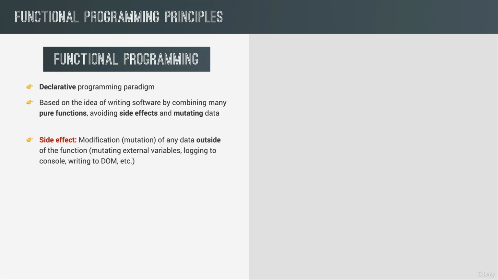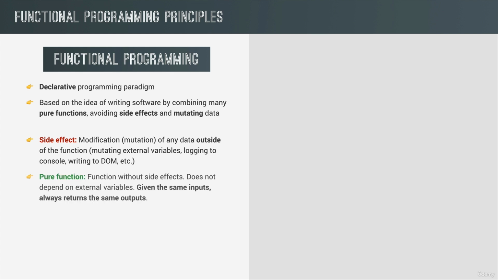So, a side effect is basically simply a modification of any data that's outside of a function. So, for example, mutating any variable that is external to the function is causing a side effect. So, basically, any variable that is outside of the scope of the function. All right? Now, data does not only refer to variables. So, for example, logging stuff to the console or also changing something in the DOM is also causing side effects.